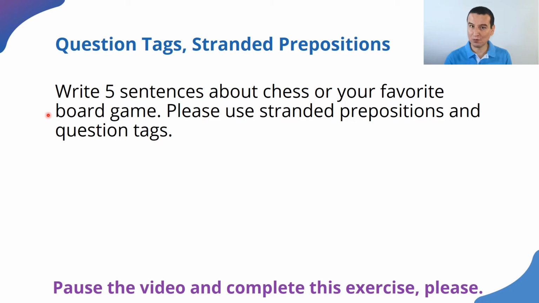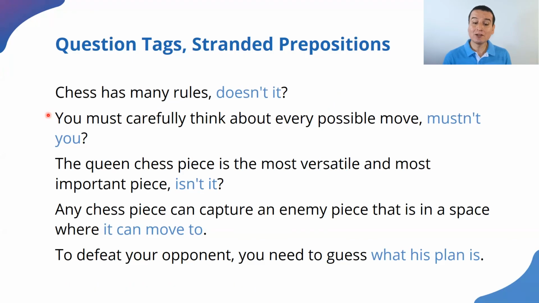All right, I hope that you completed the activity. Let me just show you some sample answers. Chess has many rules, doesn't it? All right, good. That is a good question tag. Number 2, you must carefully think about every possible move, mustn't you? The auxiliary is must, so that's why we have mustn't at the end.